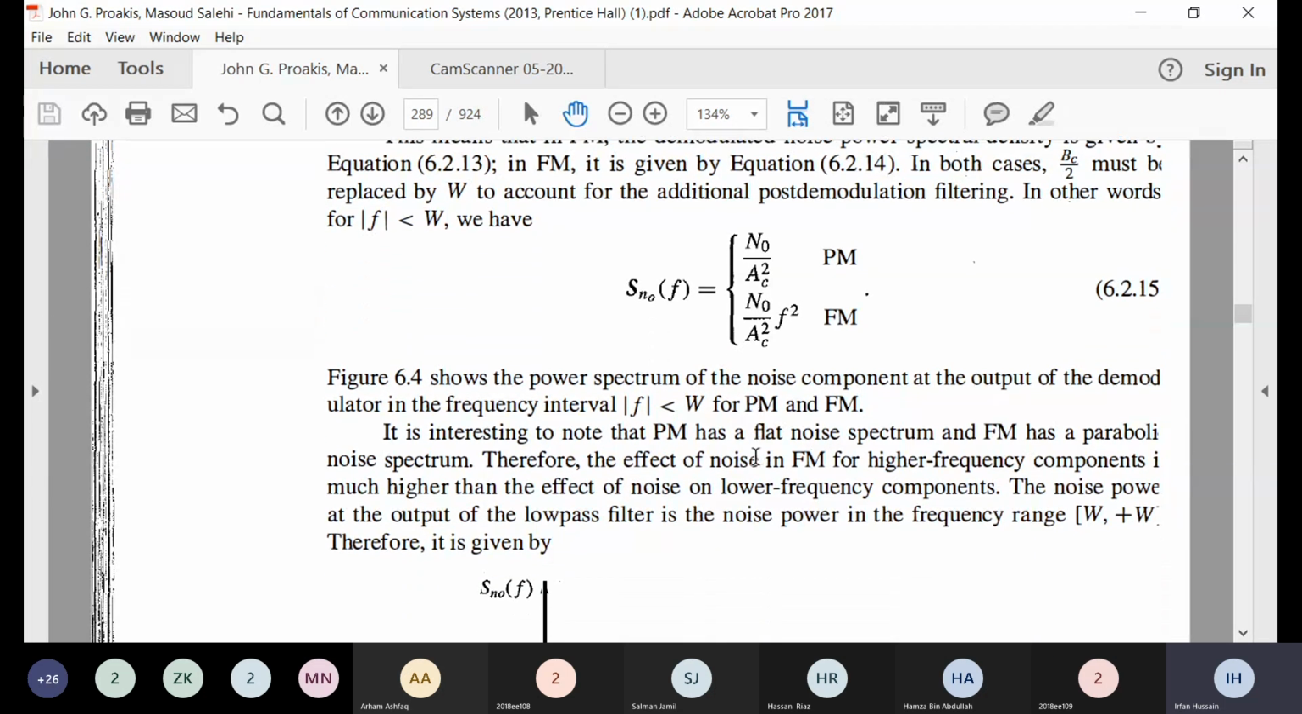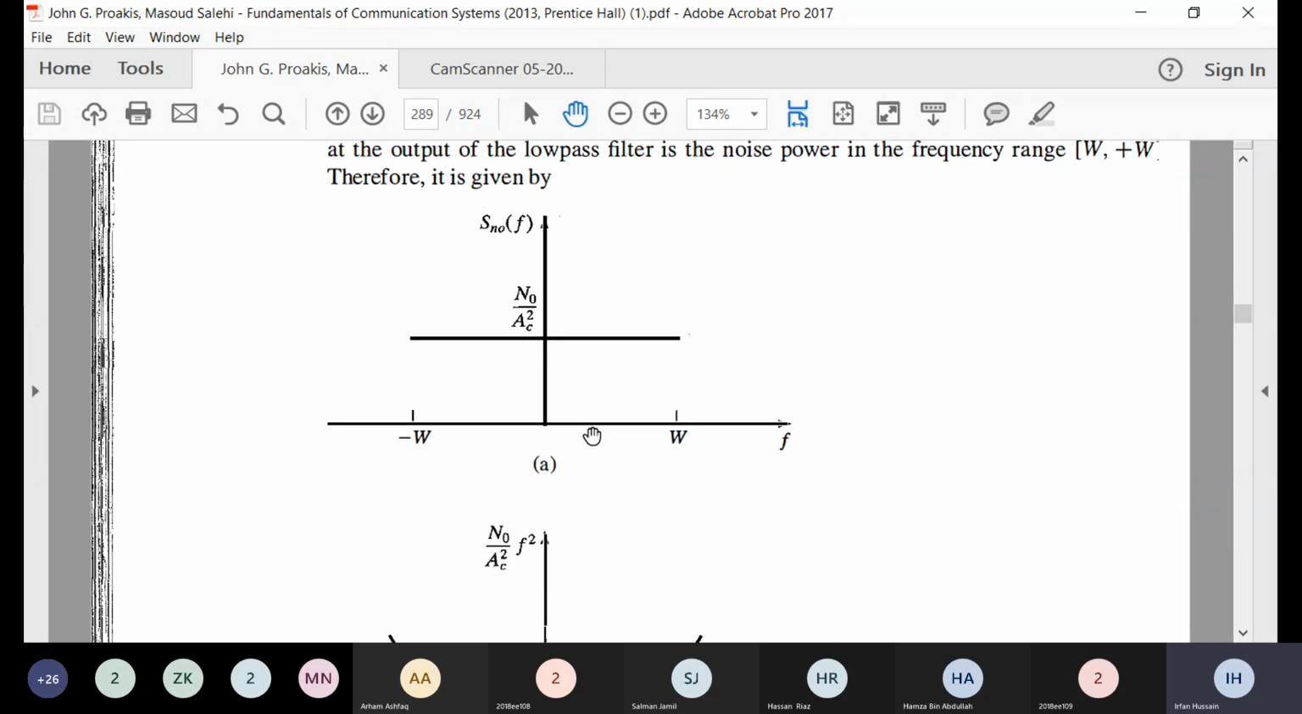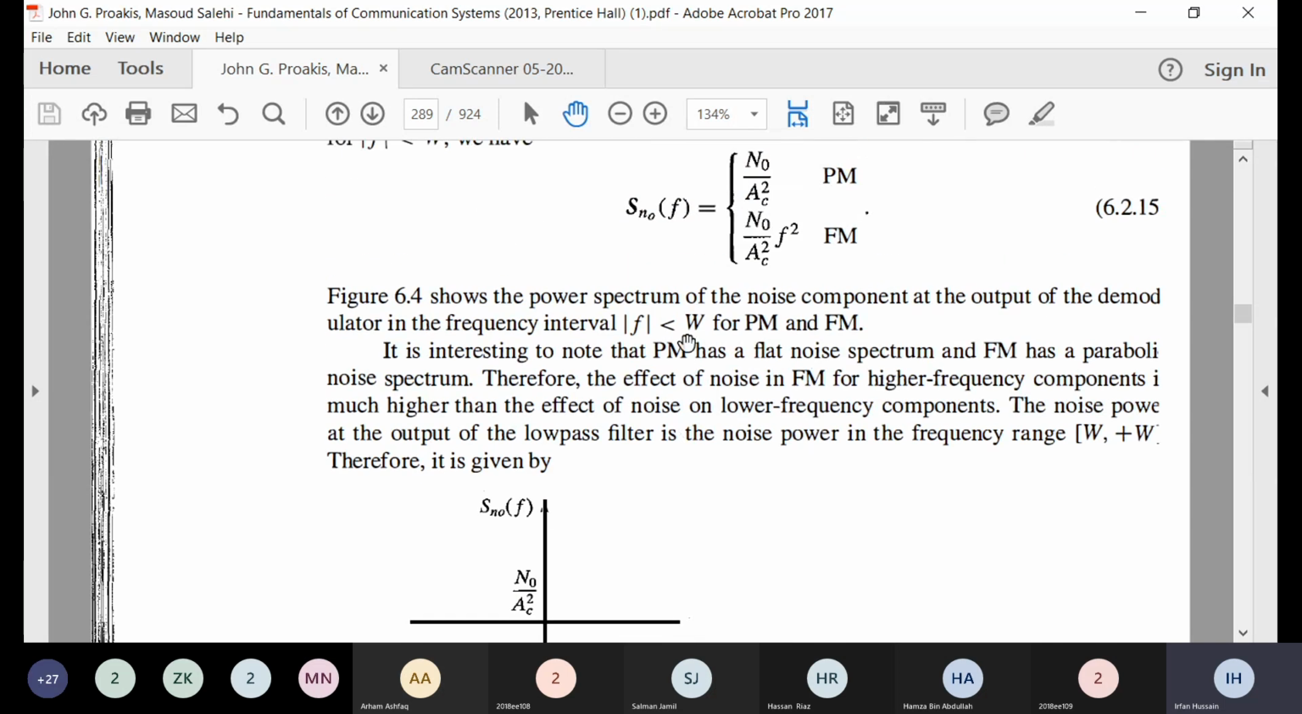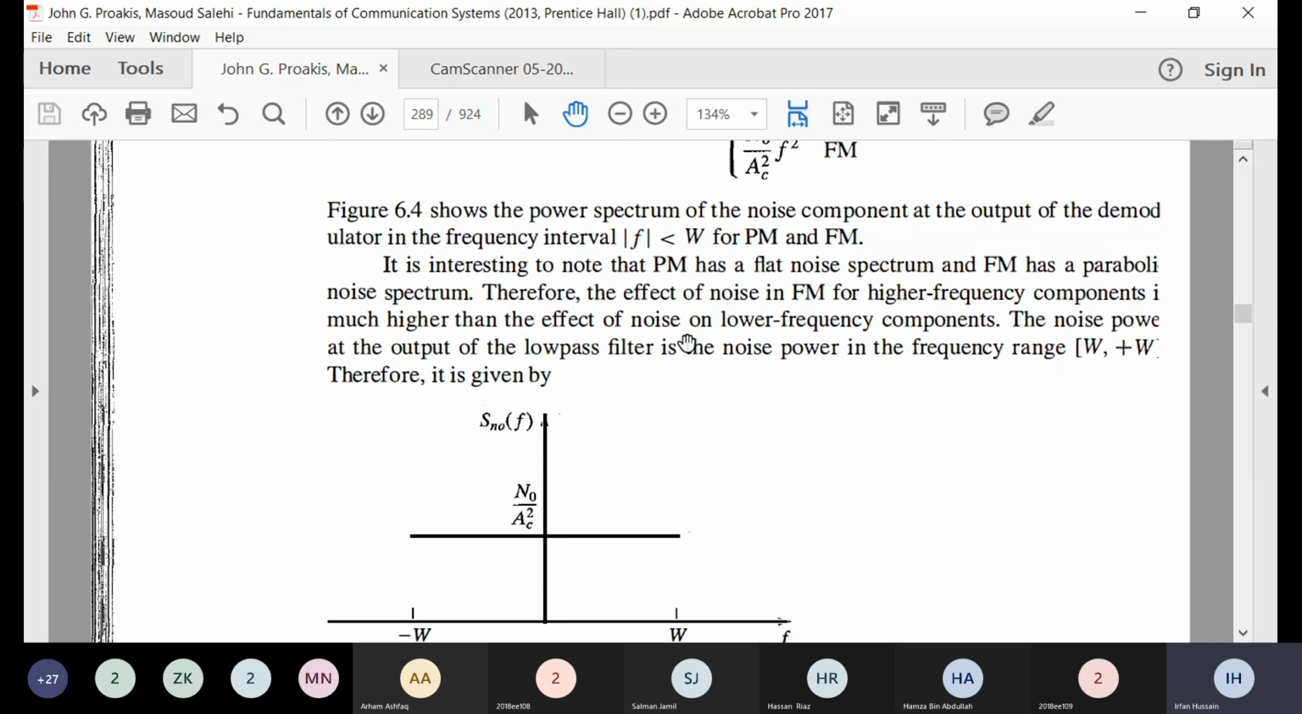You can see that PM has a flat noise spectrum, but in FM, because of f square, you have a parabolic noise spectrum. And you can see here, this is the spectrum for noise in PM, and this is the spectrum for noise in the FM system because of the presence of f square. And this is the PSD.